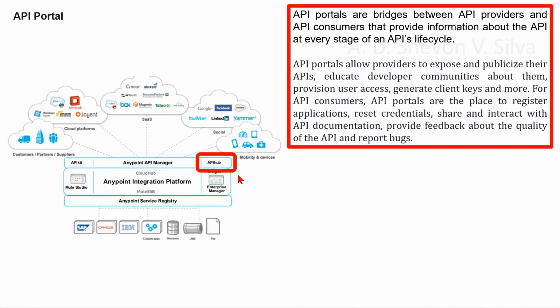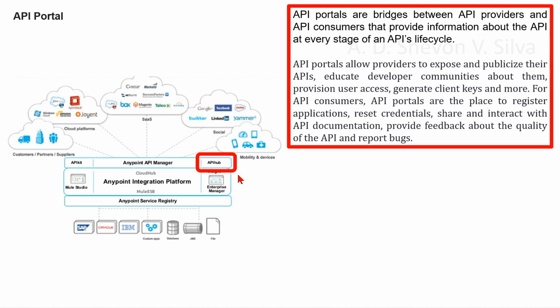API portals are bridges between API providers and API consumers that provide information about the API at every stage of an API's lifecycle. API portals allow providers to expose and publicize their APIs, educate developer communities about them, provision user access, generate client keys, and more.